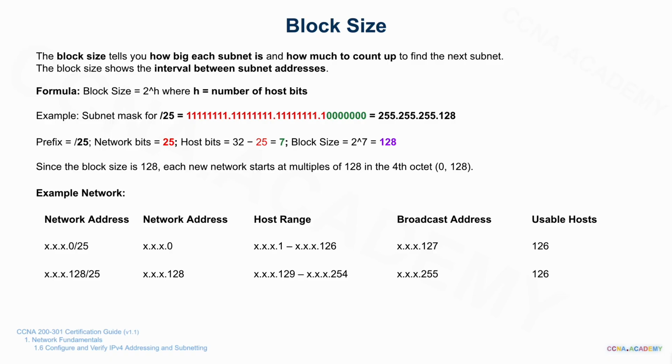The block size shows how big each subnet is and how much we count up to reach the next one. We find it by raising 2 to the power of the number of host bits. In a /25 network, the subnet mask is 255.255.255.128, which gives a block size of 128. This means network IDs appear at multiples of 128 in the last octet, 0 and 128. The first subnet runs from 0 to 127, and the next starts at 128 and ends at 255. Each subnet provides 126 usable host addresses.